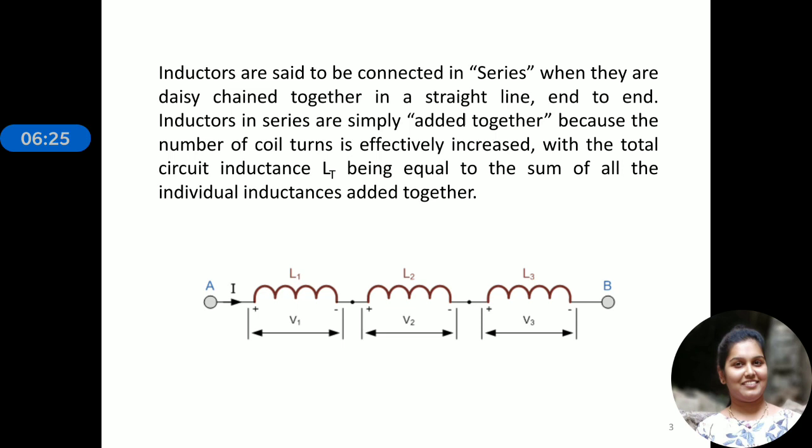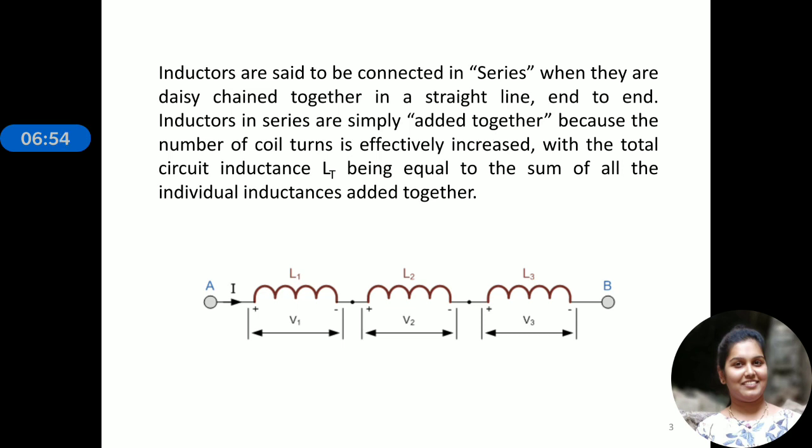So this is a case we have seen even for resistors. When we connect all the resistors in series, the total or equivalent resistance of the circuit will be equal to the sum of all the resistances connected in series. Similarly, when inductors are connected in series, the total inductance will be equal to the sum of all the inductances that are connected in that particular circuit.